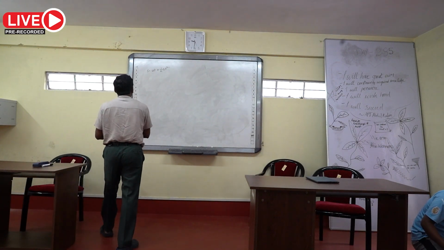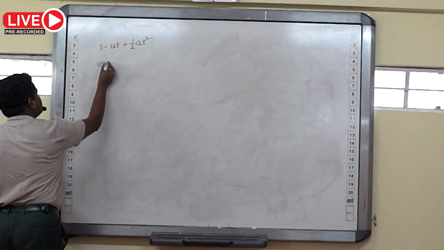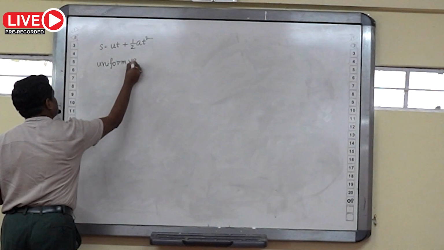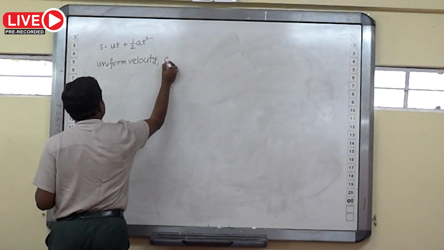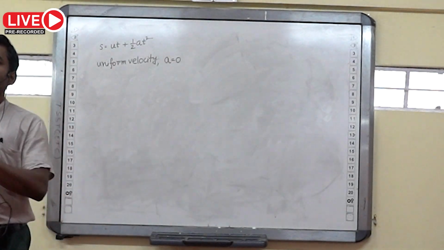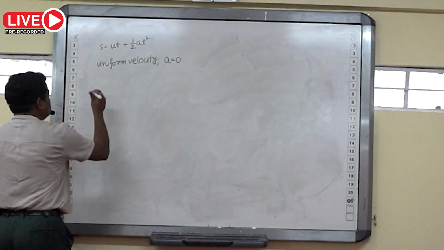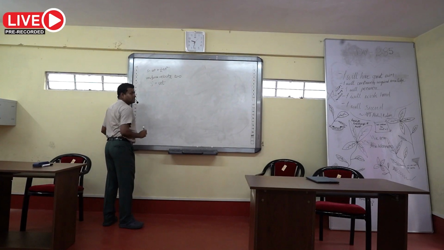Now if I consider that the particle is not accelerating, means it is moving with uniform velocity, then the acceleration term should be 0. Uniform velocity means velocity is not at all changing, so there will be no acceleration. So the acceleration term will be 0. Then this equation reduces to simply S equal to u into t.